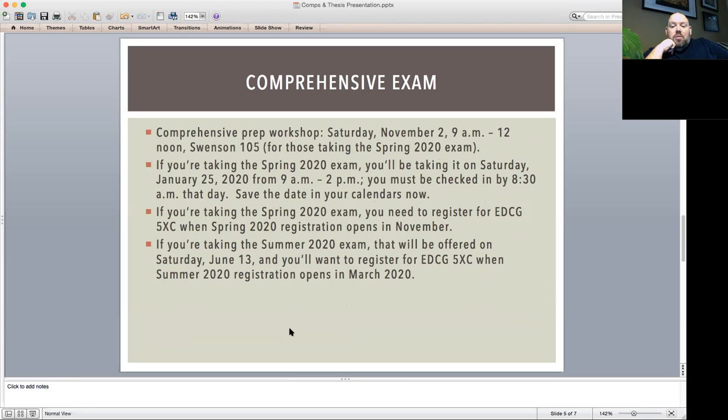This is specifically for those of you who are taking the spring 2020 exam. If you're taking that exam, you'll be taking it on Saturday, January 25th from 9 until 2. You must be checked in by 8:30 a.m. that day with the folks who are running the exam. So I would encourage you to save that date in your calendars now.